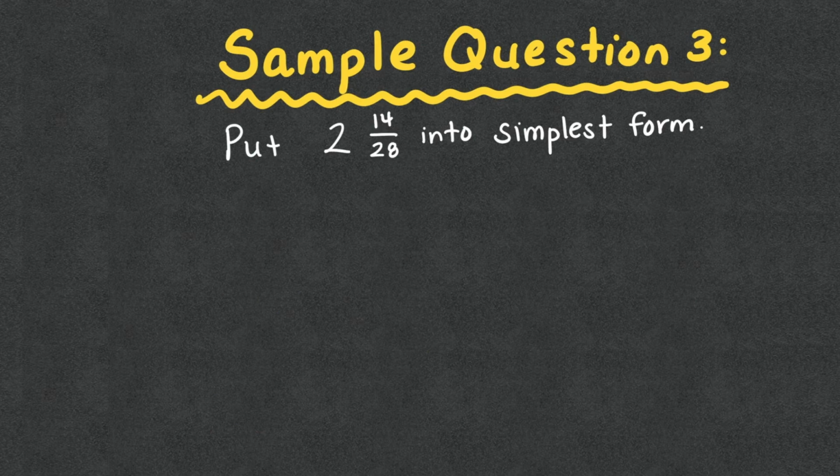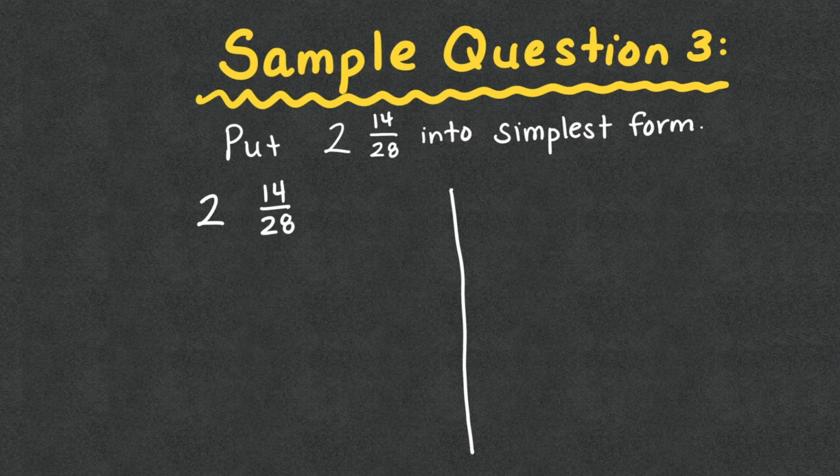All right, we have 2 and 14/28 into simplest form. Now, we're going to show you two different ways that this can happen. So you may see this in different ways. Know that you may need to do either one of these options. The first part is to only look at your fractional piece. So say we just have to simplify 14/28. So we look at our factors of 14 and we look at our factors of 28.